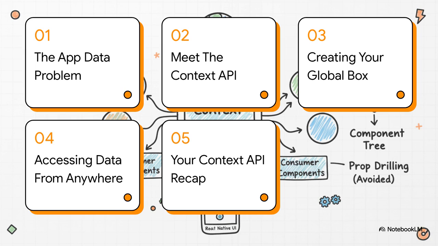So here's the plan. We'll kick things off by really digging into the problem. Then we'll meet the solution, the Context API. After that, I'm going to walk you through step by step how to build your global box for data and then how to pull that data out from anywhere you need it. And finally, we'll wrap it all up with a quick recap.